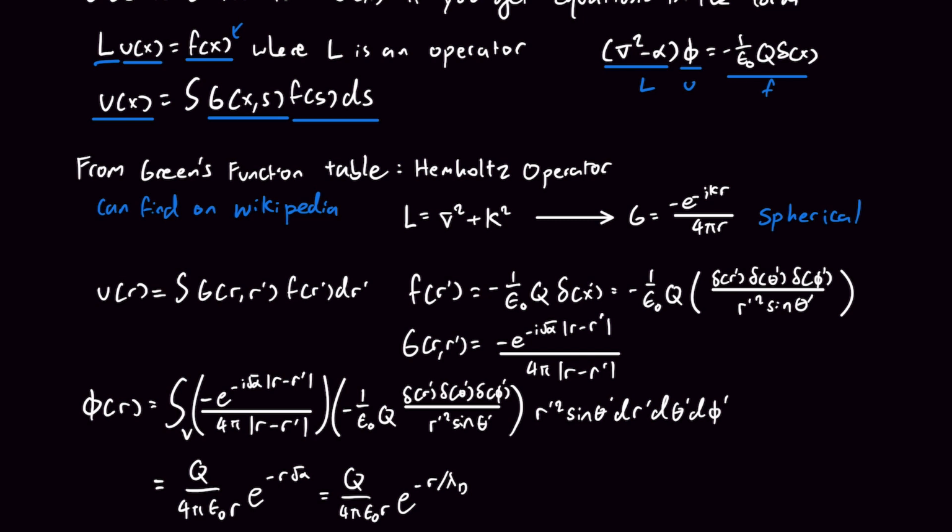So when the L is going to be gradient squared plus k squared, this one's called the Helmholtz operator, then the Green's function is going to be this thing here. This is the closest function that we can see that resembles the one that we have above. In this case, k squared is going to be negative alpha squared.